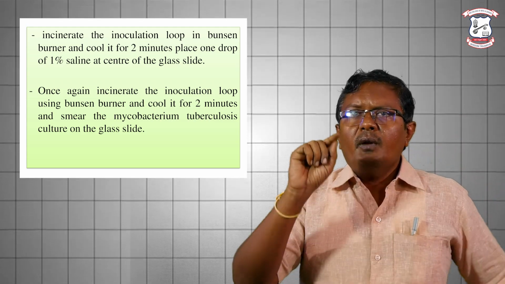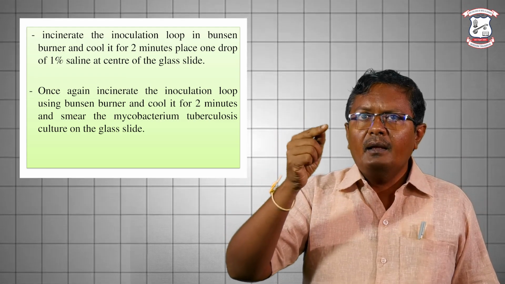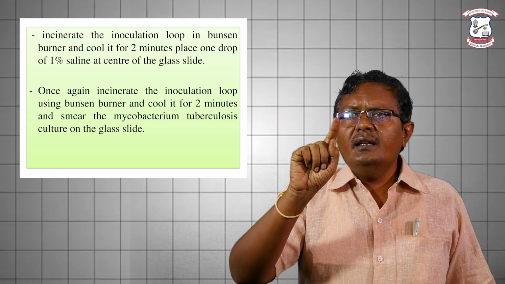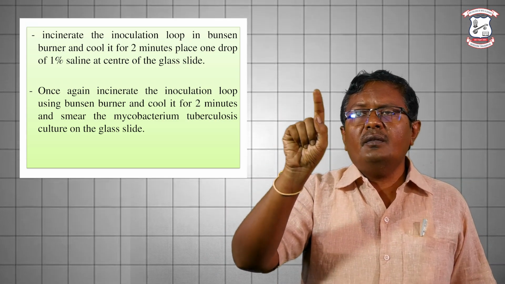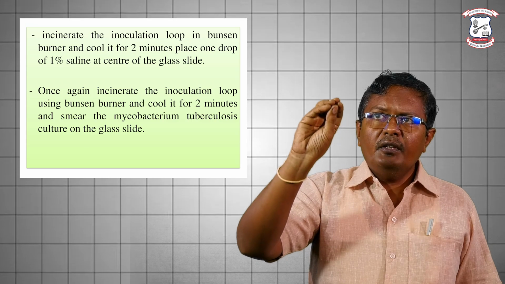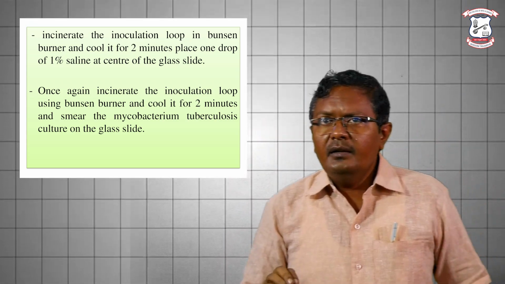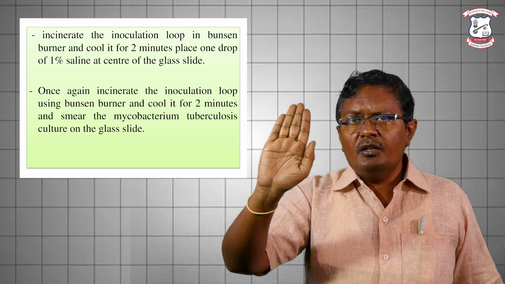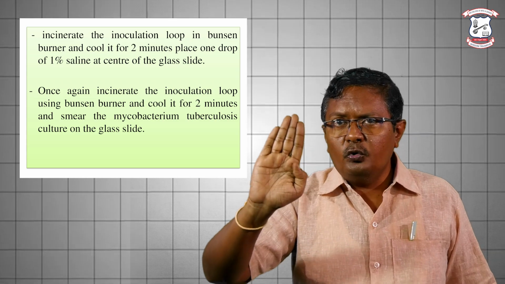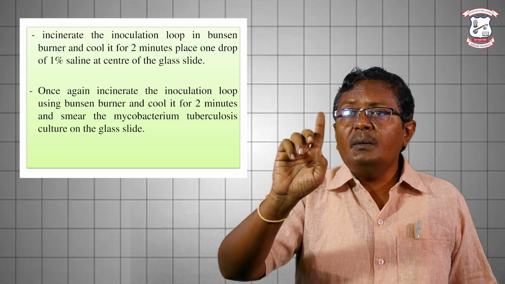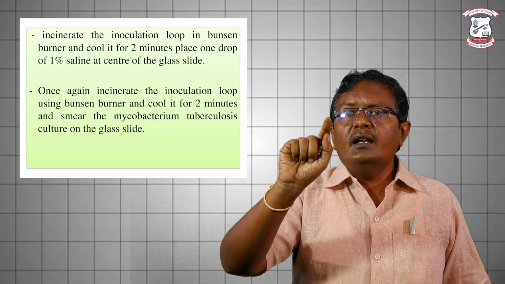From that saline, after the cooling process, take 1 drop and place it at the center of the glass slide. Then once again heat the inoculation loop in the Bunsen burner, cool it for 2 minutes, and then smear the deadly pathogenic bacteria, Mycobacterium tuberculosis culture, on the glass slide.